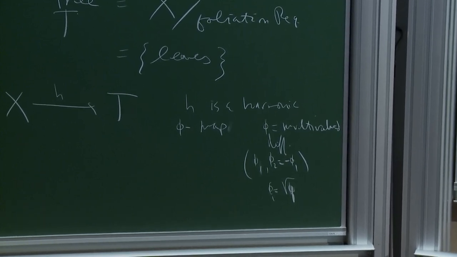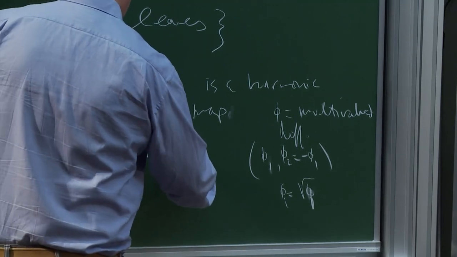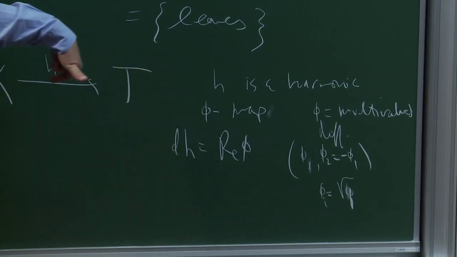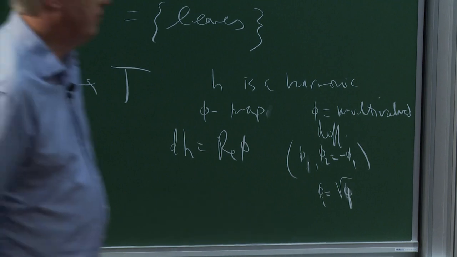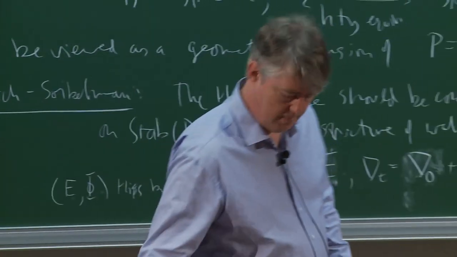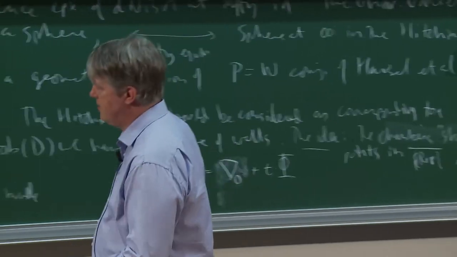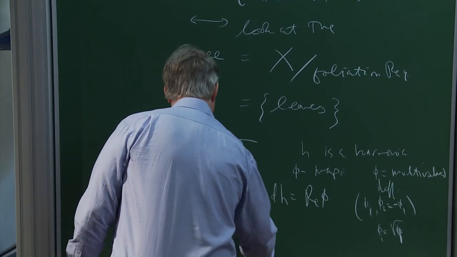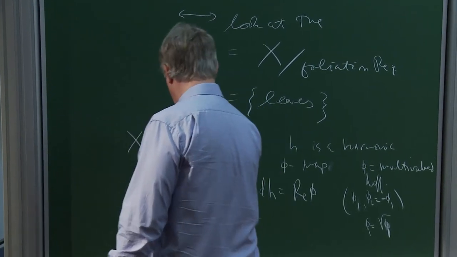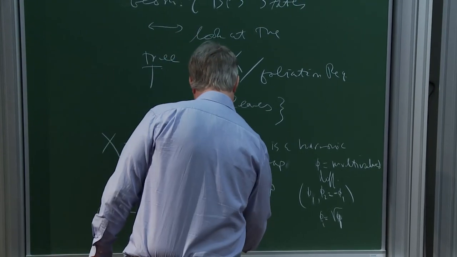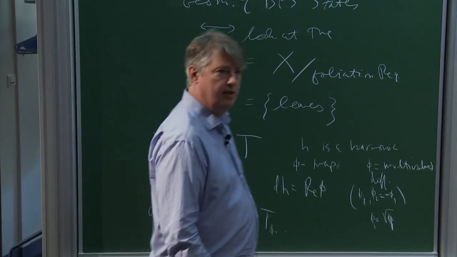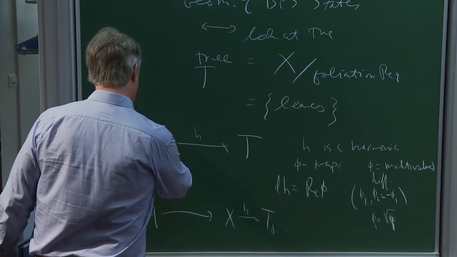And the differential of H is equal to the real part of phi, basically. That's well defined because there's no well defined direction on the tree, just up to plus or minus one. Now we have a situation where, in this SL2 case, the quadratic differential itself leads to this map from X to T. Let's call this T_phi. This tree only depends on the quadratic differential itself.